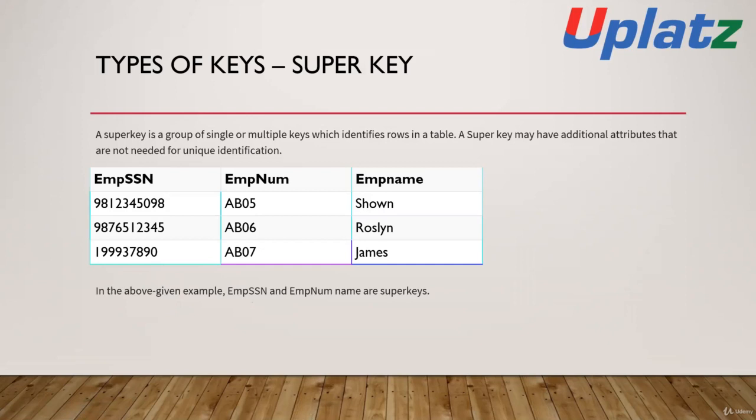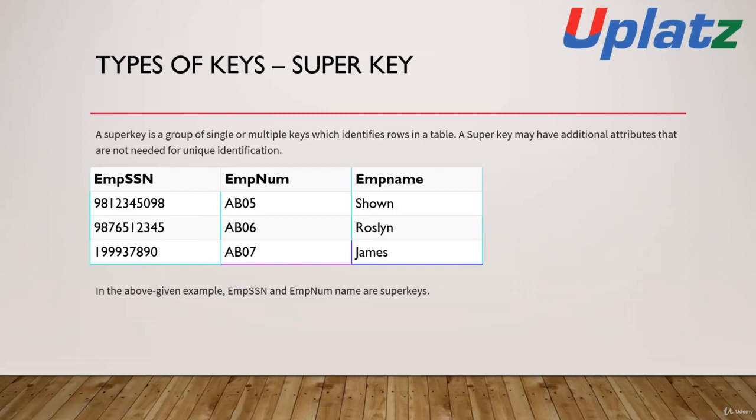So just going through this example, we have this SSN number, we have some employee number associated with it, and let's say we have the employee name. Now in this example, employee SSN and employee name are super keys. But it would be still okay that only employee SSN is enough for me to identify a unique record. So that is what is a super key.